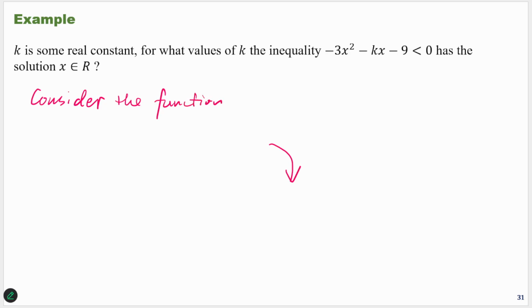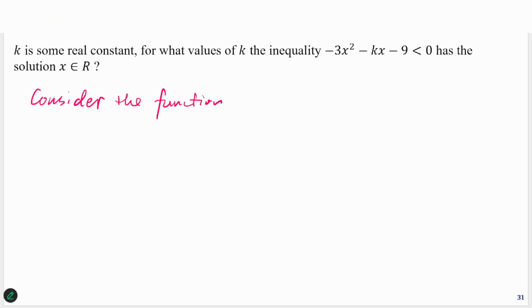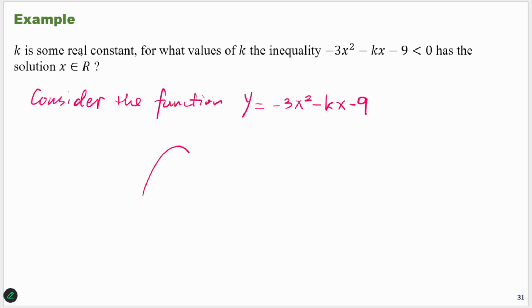Put everything on the left side. Then let's consider the corresponding quadratic function. Y equals -3x squared minus kx minus 9. Okay, first of all, this is a quadratic function, right? Yeah. Does it open up or down? It goes like this. Opening down, right?